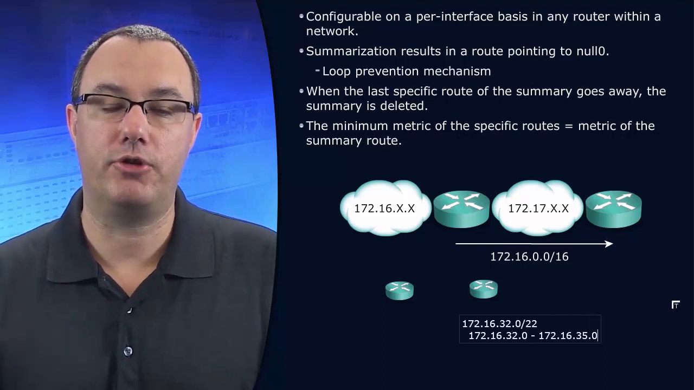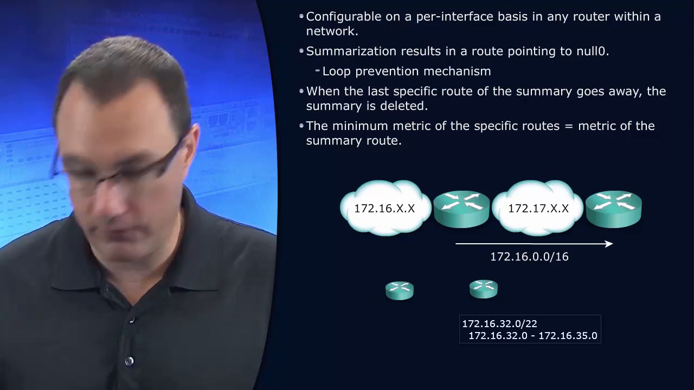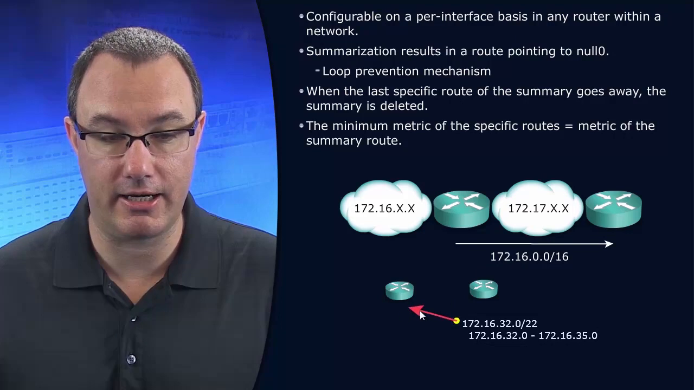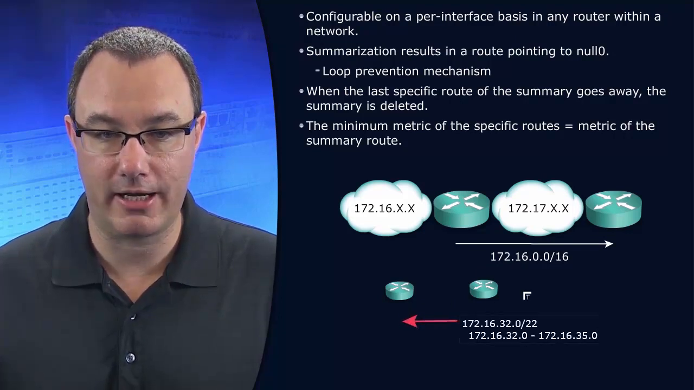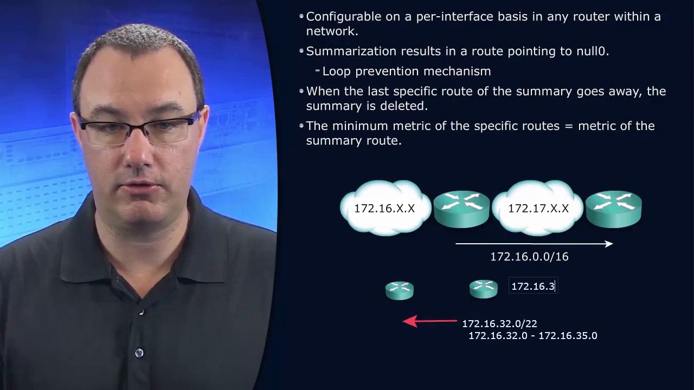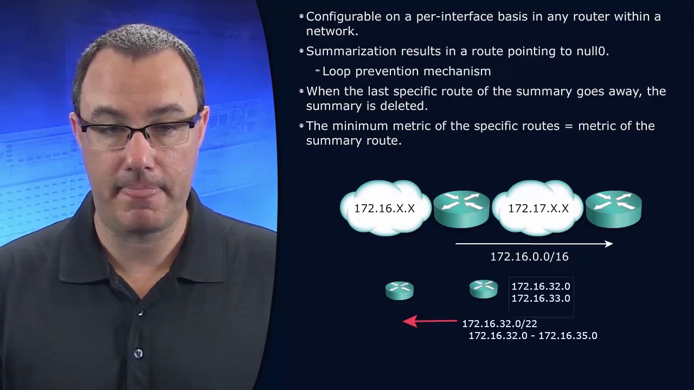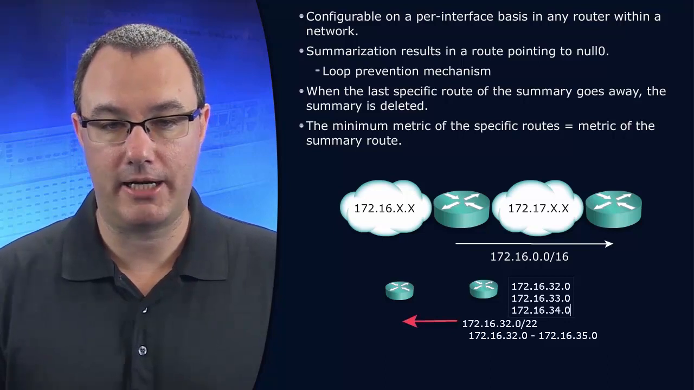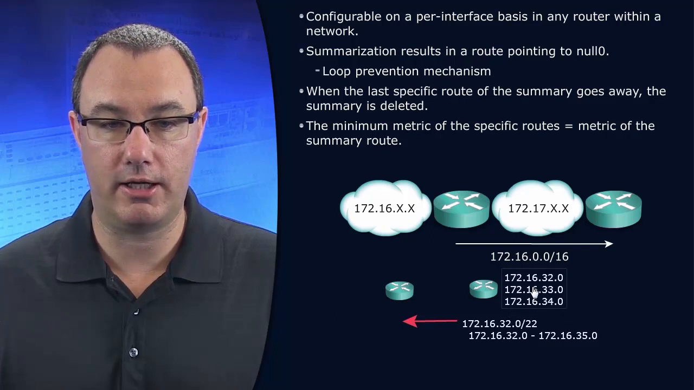Okay, so let's say I didn't have that. Let's say I had the following. So I created that summary route, advertised that out to the other router. But in fact, I only have, and I'll list them right here, 172.16.32, 172.16.33, and 172.16.34. Now the problem that I have is that I'm summarizing more than I truly own.